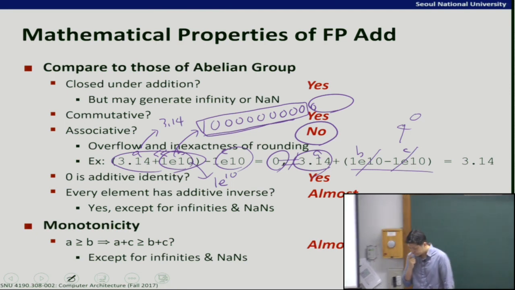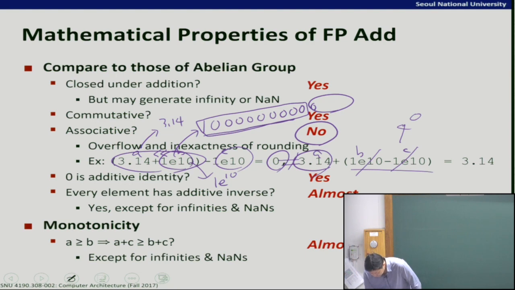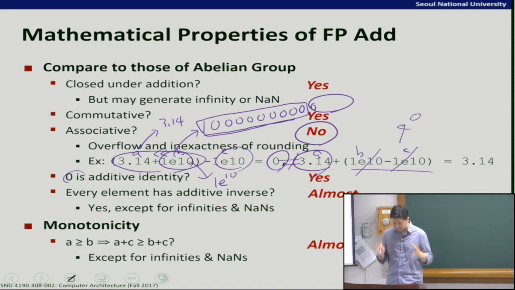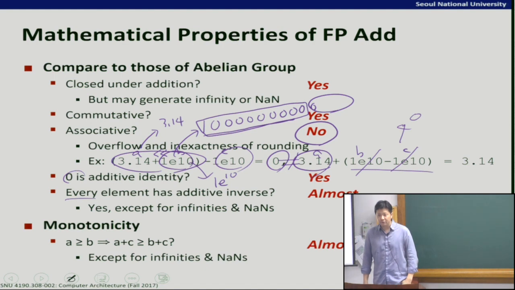So the fourth property: 0 is the additive identity. So this set does have an additive identity. And finally, every element has an additive inverse.